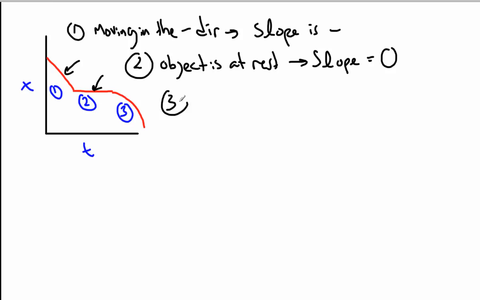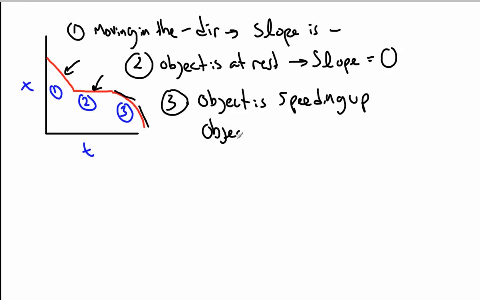Now in part 3, we'll notice that the slope starts off pretty low, but gets to be pretty steep. That tells us the object is speeding up. But we also notice that both those slopes are negative, and so the object is traveling in the negative direction. And those are the things that we can tell by looking at the position time graph.